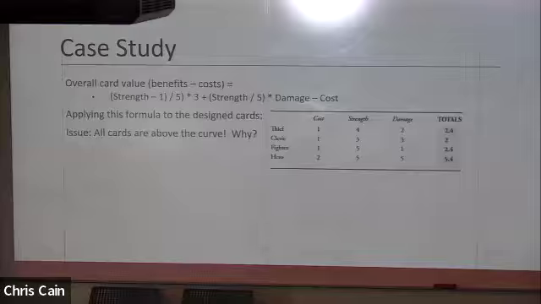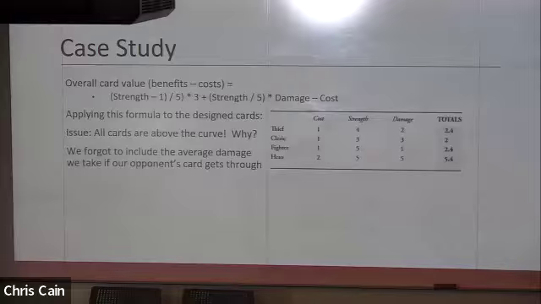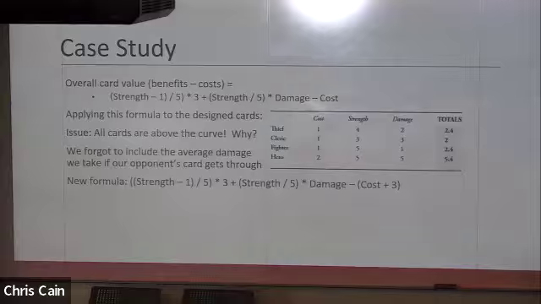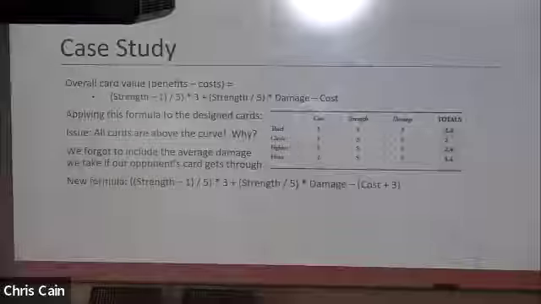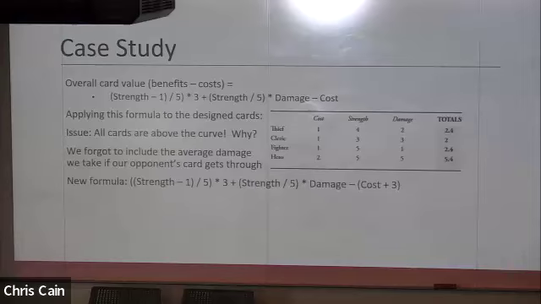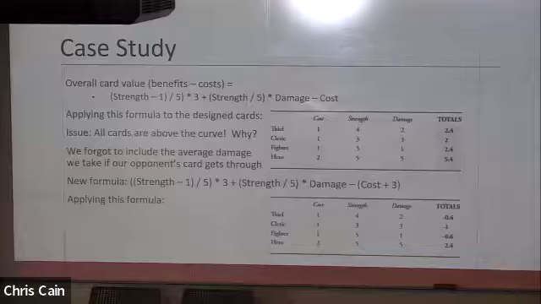What happens when our opponent's card gets through? Deals damage to us. So we didn't do that. We need to incorporate the average damage if our opponent's card gets through. If we do that, we end up with this. The cost is going to be an average of a cost plus 3. If they get through, then we're going to take an average of 3 damage. So we apply that formula, and we get this.